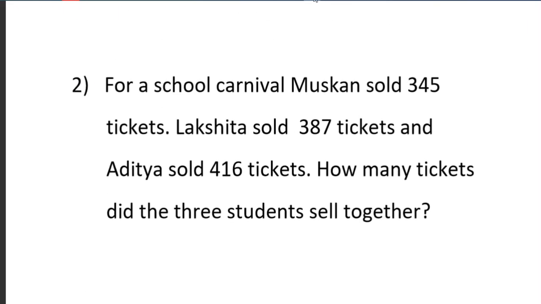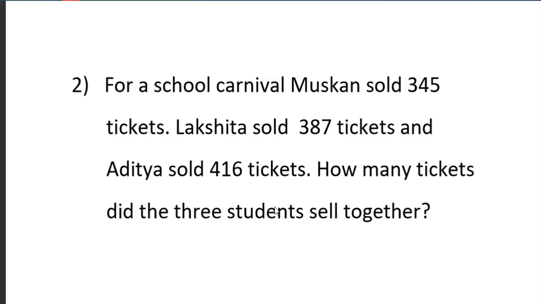Okay children, what is the first thing you have to do whenever you see a story sum? You have to read it properly. The first step is to read the sum properly. So let's read with me. For a school carnival, meaning school festival, Muskan sold 345 tickets. The girl Muskan sold some tickets, that is 345. Lakshita sold 387 tickets. And Aditya sold 416 tickets. So how many tickets did the three students sell together?